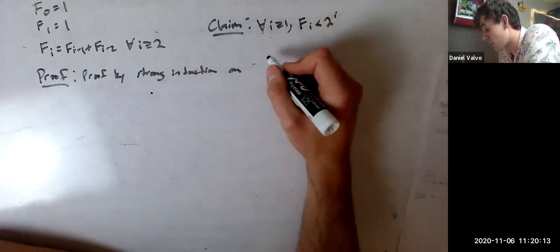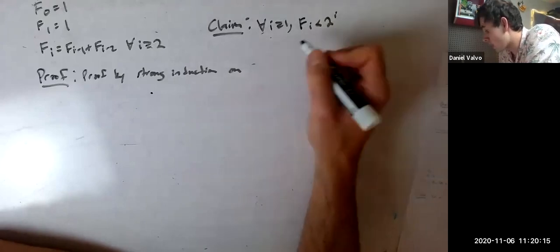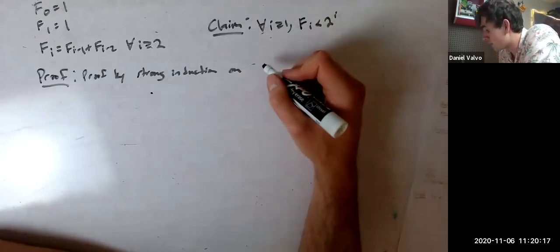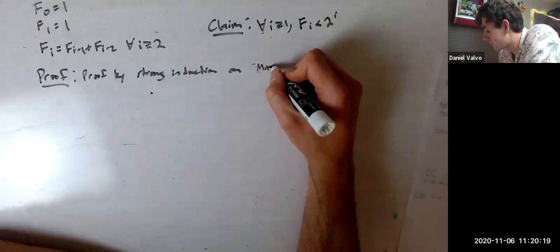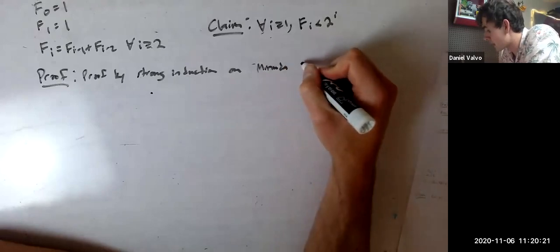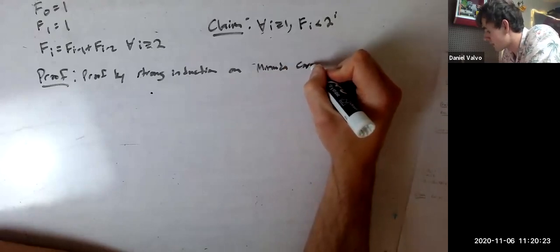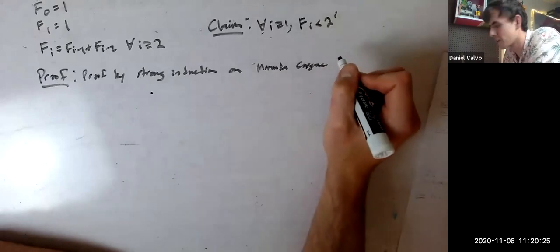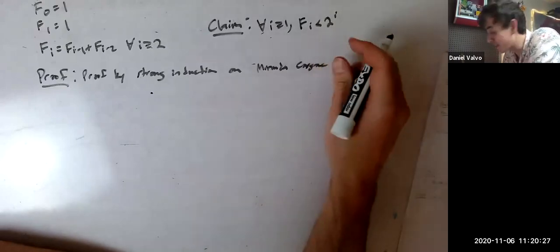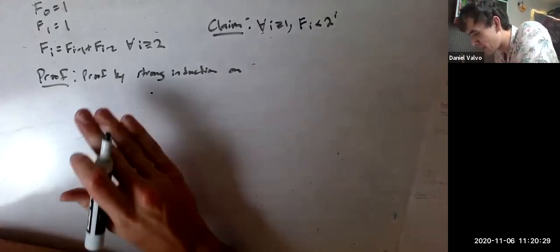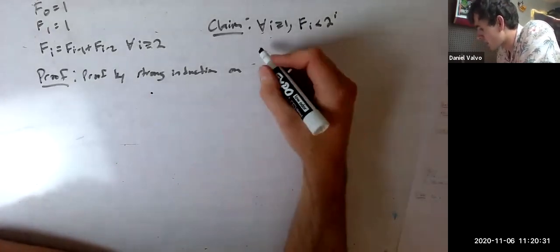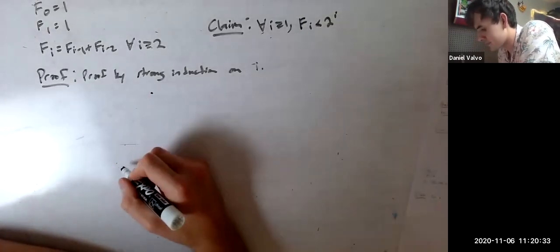Like we could have said proof by strong induction on Miranda Cosgrove. Who's Miranda Cosgrove? Oh, sorry, Carly. But anyway, yeah, the proof by strong induction on i.